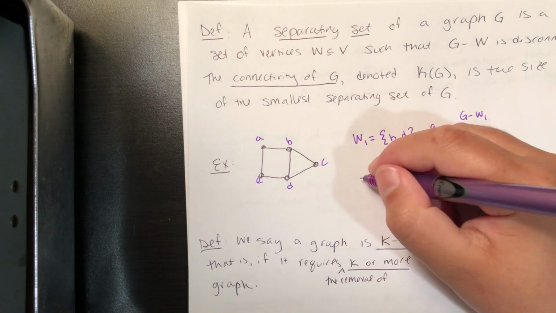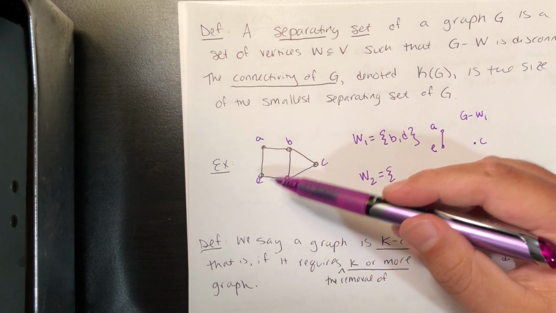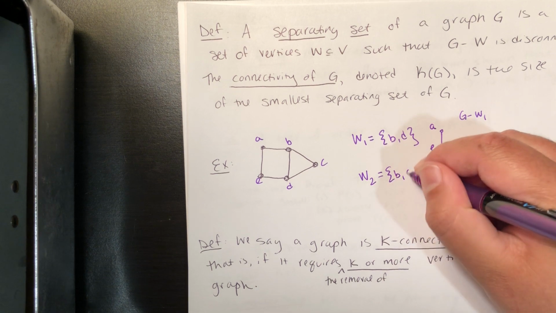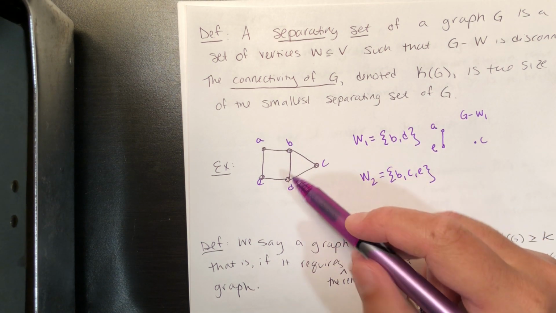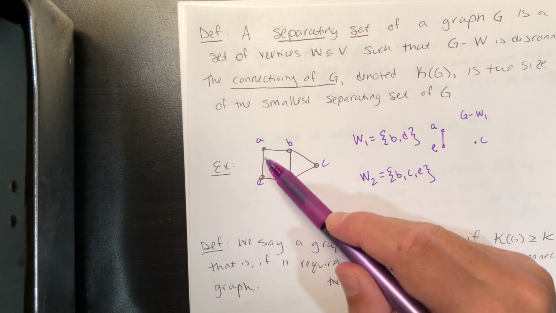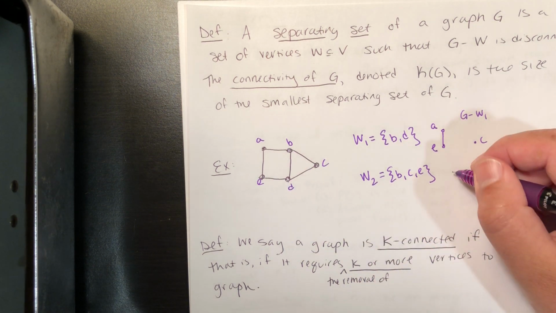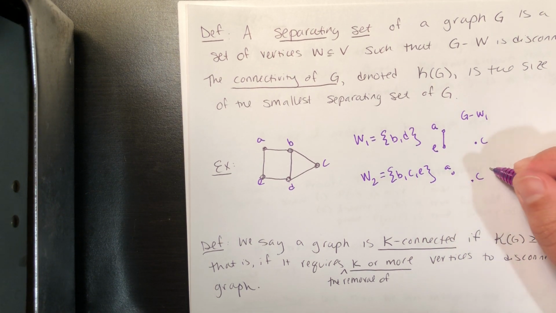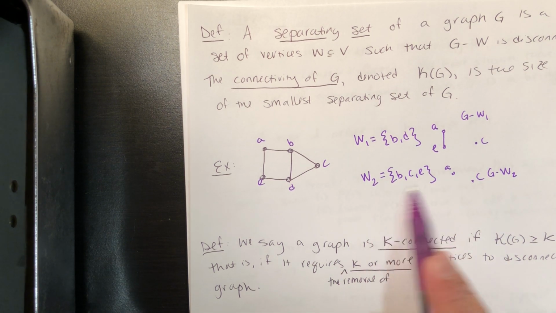Are there other separating sets? Probably. Here's a kind of silly one. If you were to delete B, C, and E, what would we be left with? Almost nothing, right? We've deleted all of the edges of the graph because every edge in this graph is incident with either B or C or E. And so we're really only left with A and D, but this is G minus W2. This is also technically disconnected. So this is another example of a separating set, right?